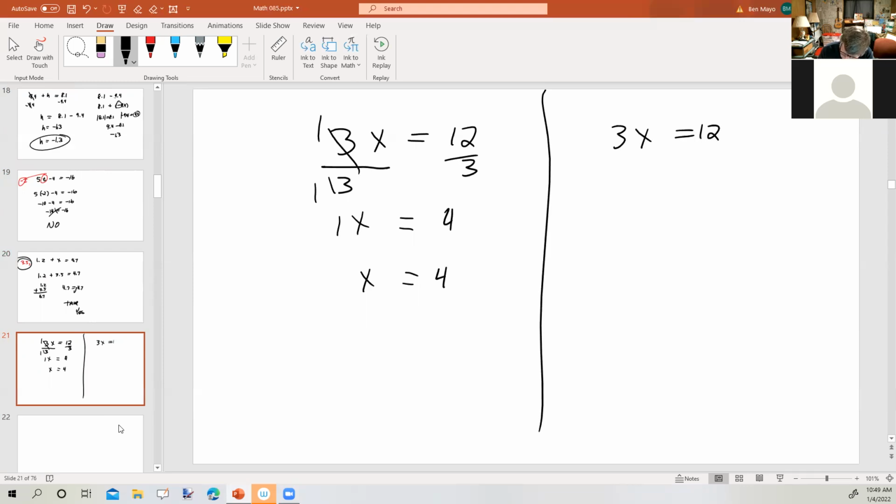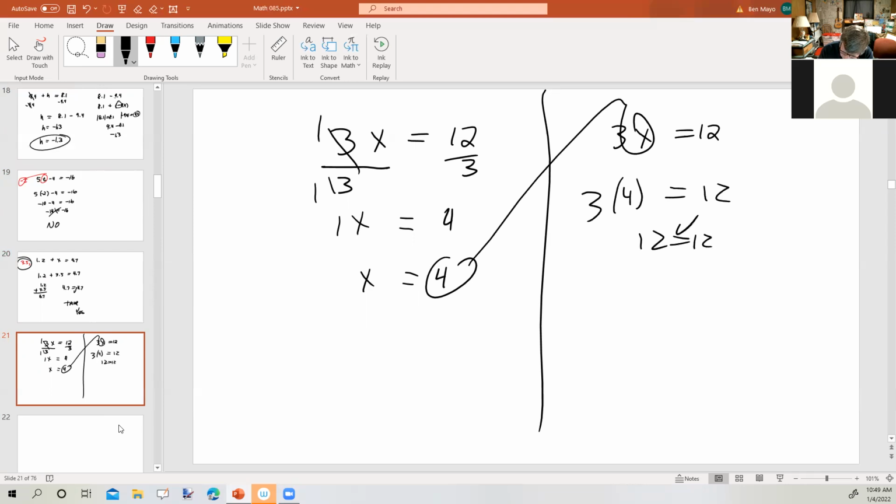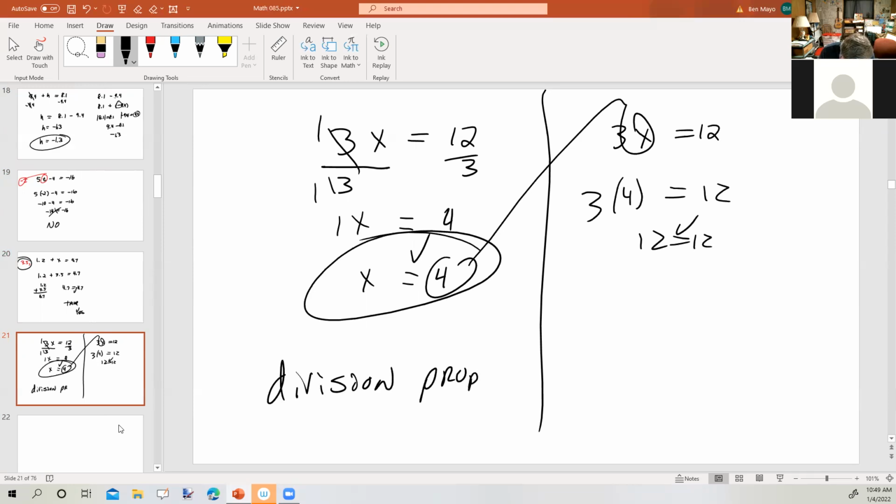If 3x equals 12, and we put 4 in the place of x, we get 12 equals 12. So the solution is correct. This is called the division property of equality.